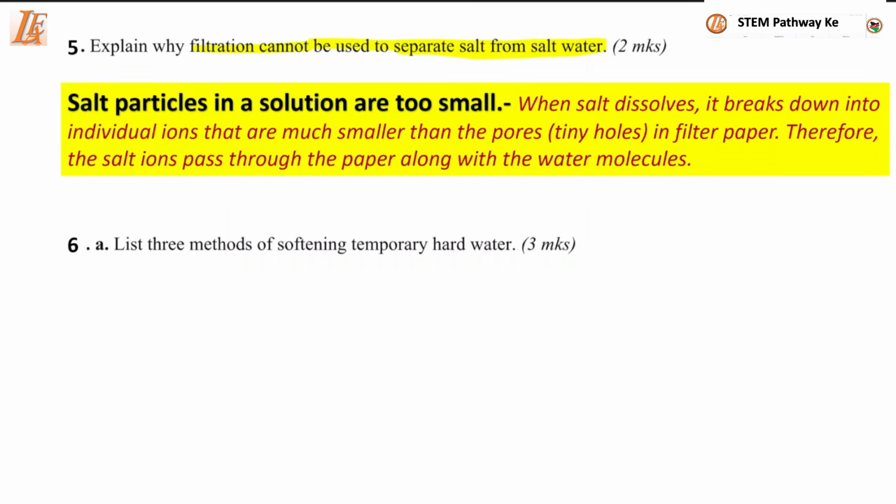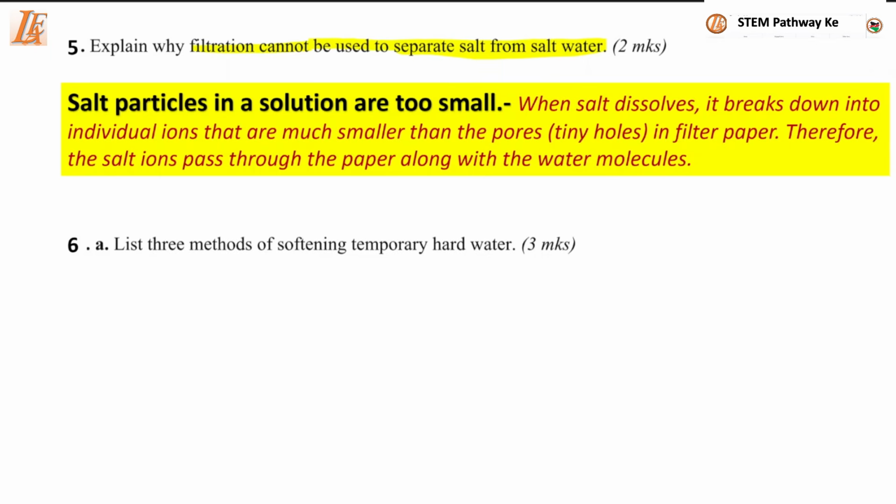The reason we cannot separate a mixture of salt and water using filtration is because the salt particles in a solution are too small. When you mix salt and water, salt breaks down into very small pieces which cannot remain on the filter paper as a residue, because they are so small that they pass through the filter paper. So you cannot use filtration because the particles of salt are too small.